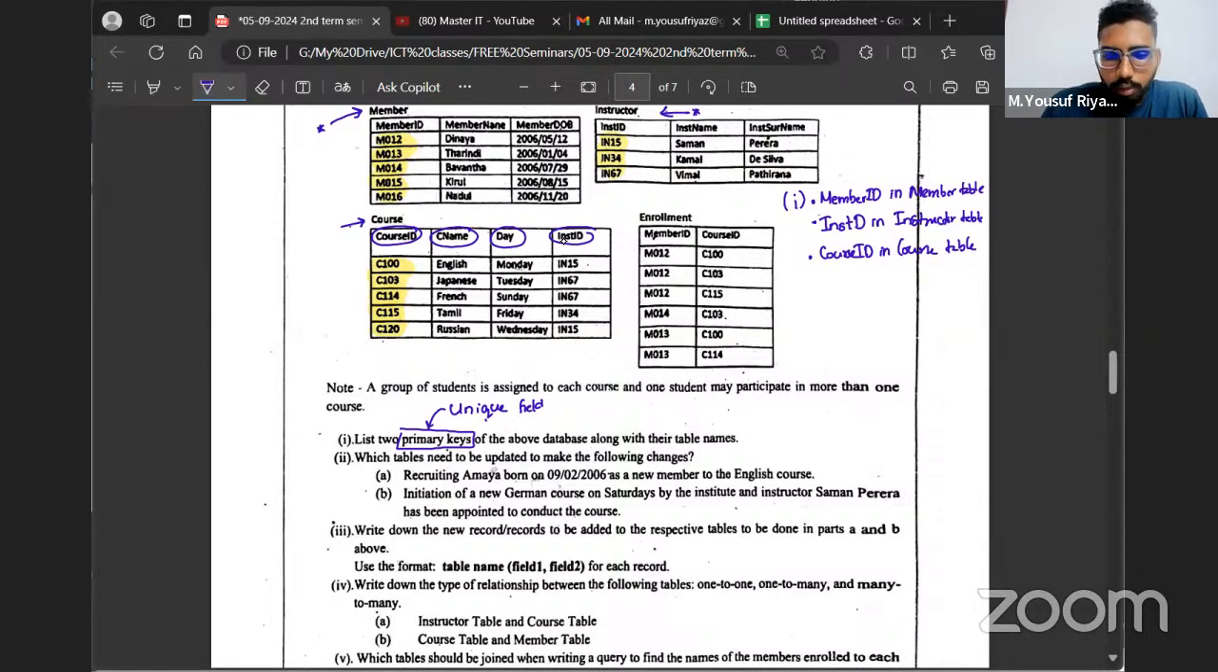Perfect. So if you mention any of the two there, you get the marks. Roman number 2. Which tables need to be updated to make the following change?